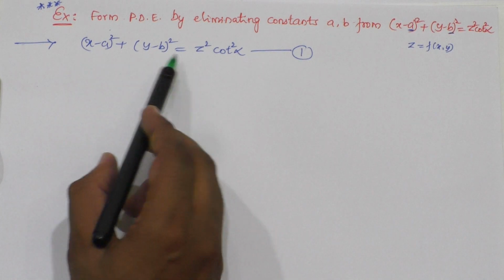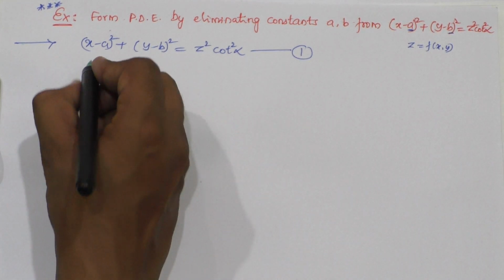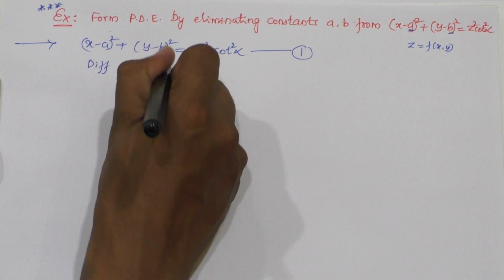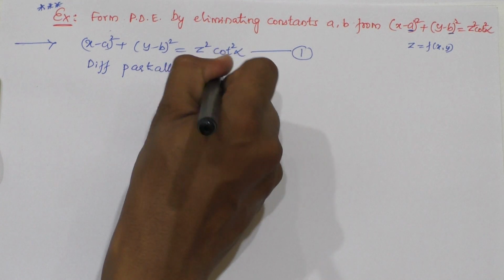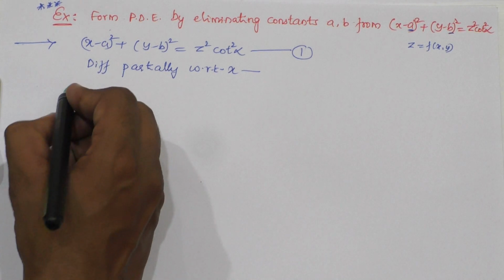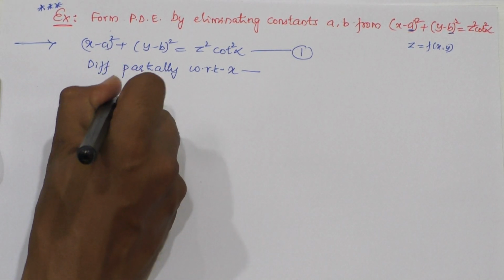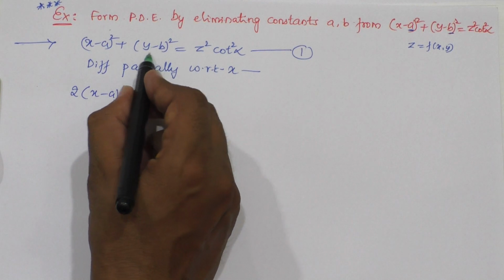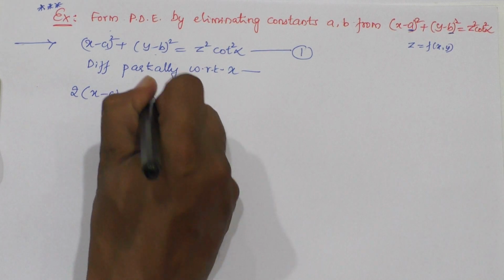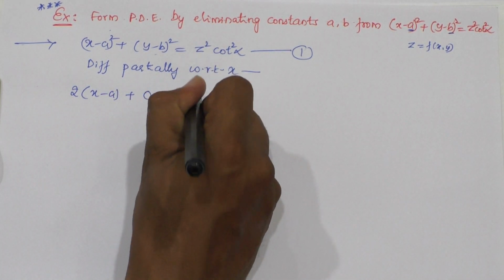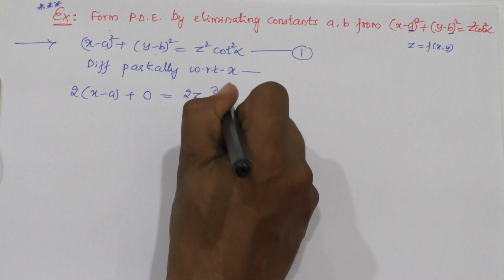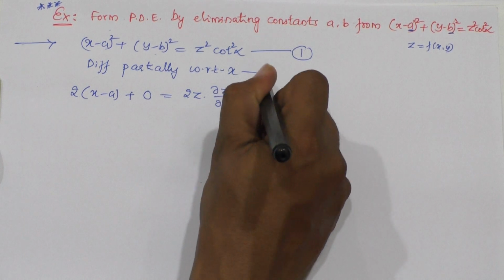Now differentiate this partially with respect to x. When you differentiate with respect to x, x minus a whole square gives 2 into x minus a, plus the other term y minus b, the other variable, we treat as constant, and the derivative of a constant is 0. The z square differentiation gives 2z, but z is a function of x, so dou z by dou x into cot square alpha.